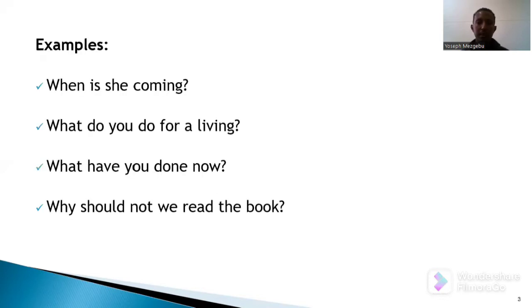Look at the examples here. When is she coming? Coming is a main verb, whereas is is the auxiliary verb. So in order to express the kind of tense we use, that we bring is in this sentence.